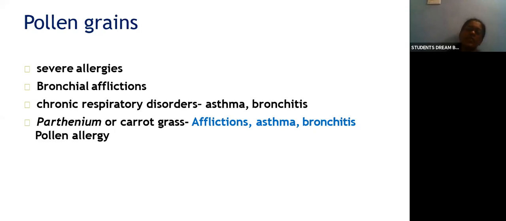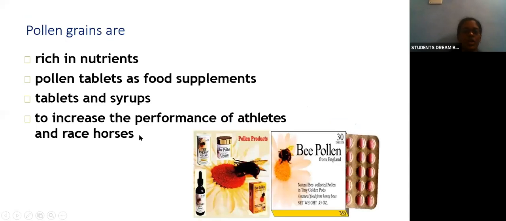So when wheat was exported from other countries to India, what happened? There was Parthenium plant, or carrot grass. The wheat which was exported was contaminated with Parthenium or carrot grass. So this had those pollen grains which caused affliction, asthma, bronchitis, and pollen allergies in many people. This is one example of pollen allergy. So we saw the harms it can cause.